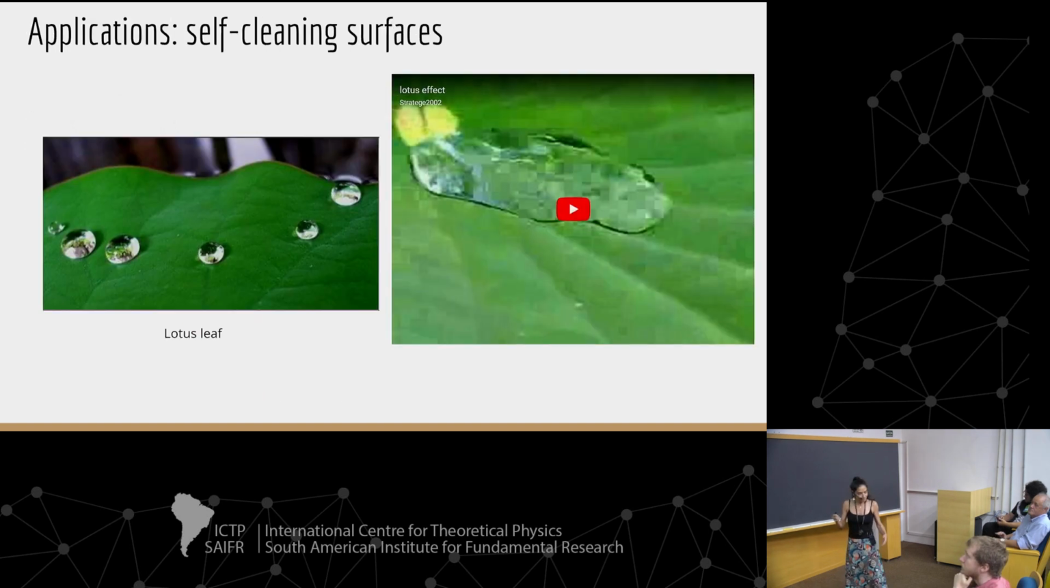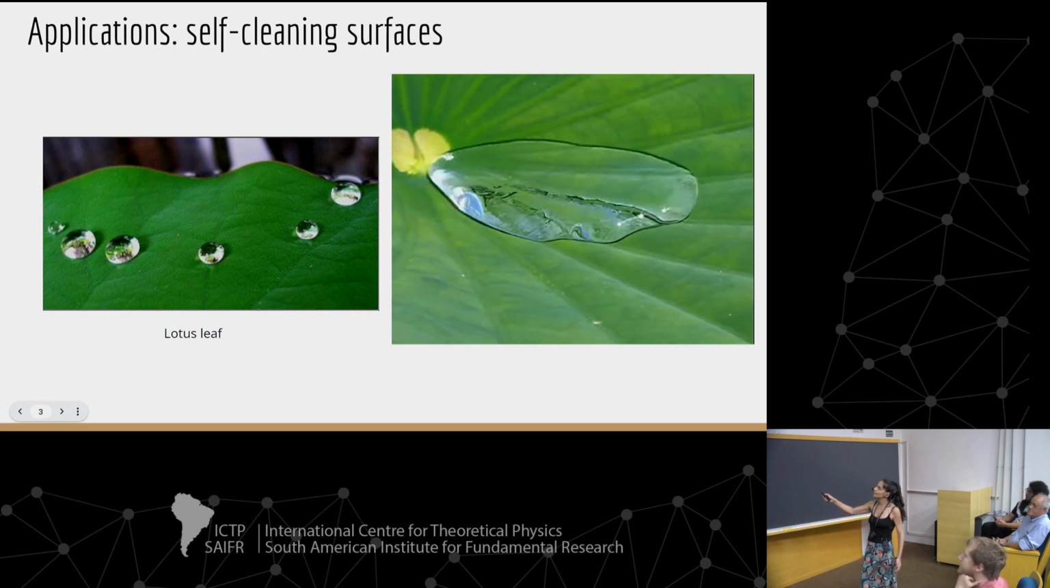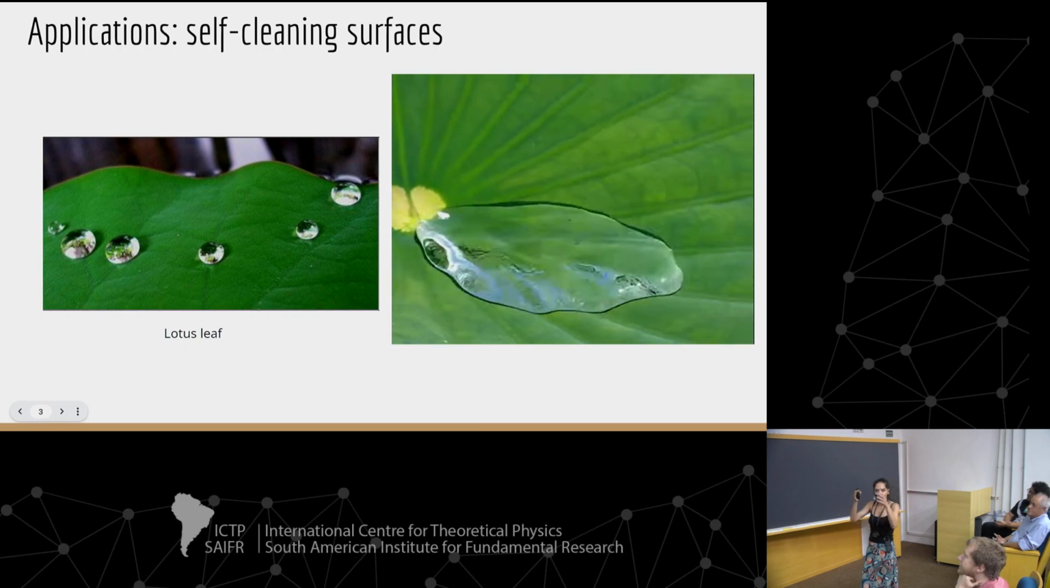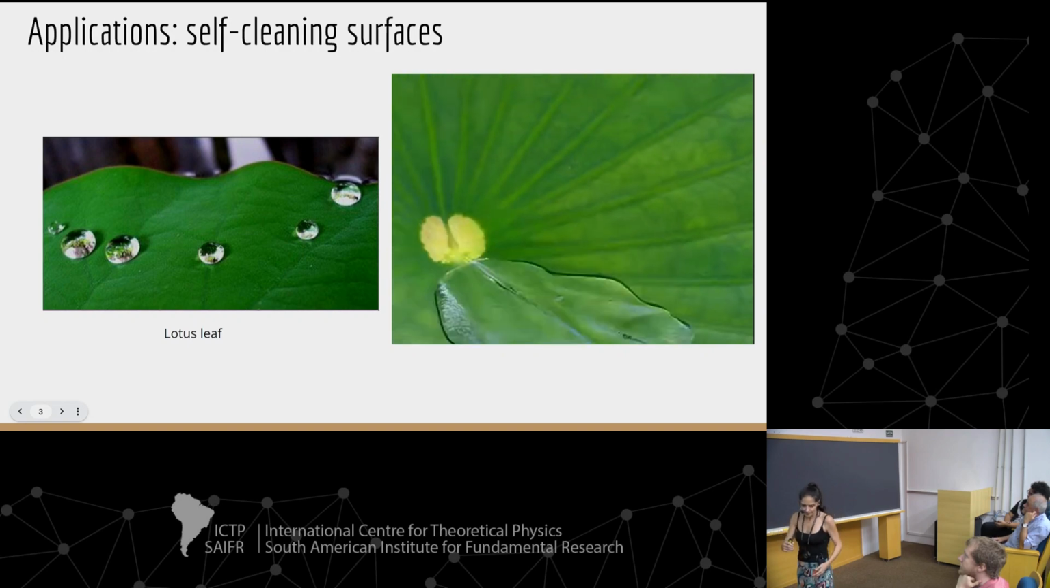Okay, so there are several applications in this field. I'm just showing two of them here. Well, there is a lot. This is a lotus leaf, which I think is the most well-known example of this phenomenon, a leaf that is very hydrophobic. You see that the droplets of water become like a pearl on the surface, and even if we move the leaf, you see that the water does not penetrate the surface. And that's basically why we call these self-cleaning surfaces.